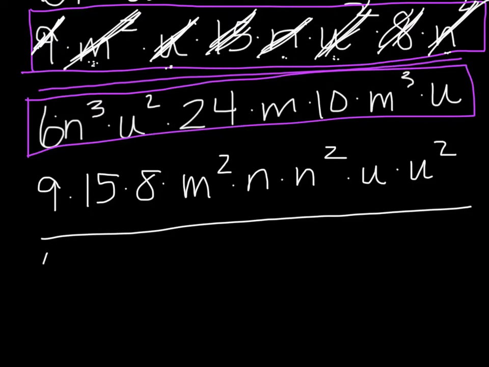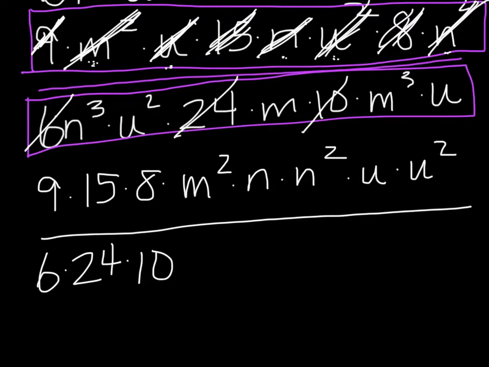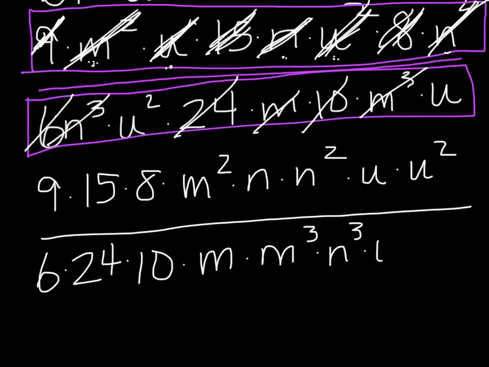So I have 6, 24, and 10. Now alphabetical, so I look for my m's. I have an m and an m cubed. Go back, look for any n's. I have an n cubed, and then u's. I have a u and a u squared.